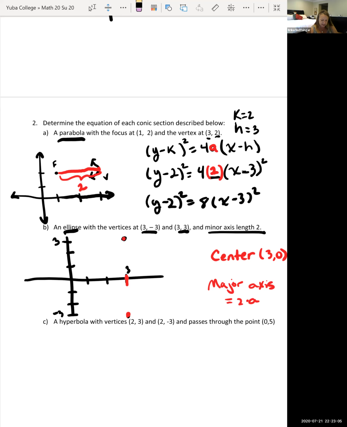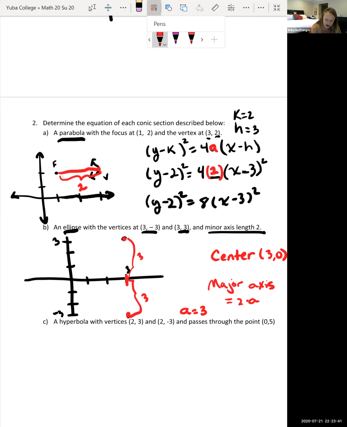So that's basically the distance from the center to the vertex on the major axis. And this length right in here is 3. And so I can see in here that a is bigger for an ellipse, then a has to equal 3. If a is 3, then my major axis is going to be 2 times 3, which is 6. And the length of my minor axis is 2.